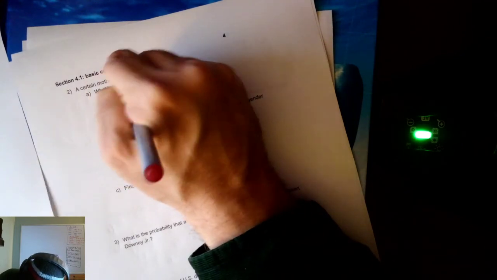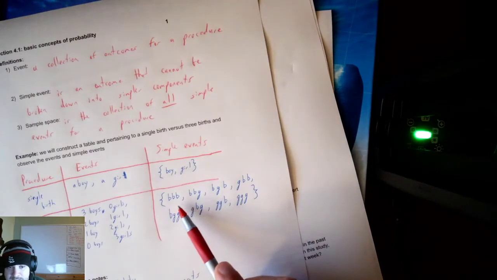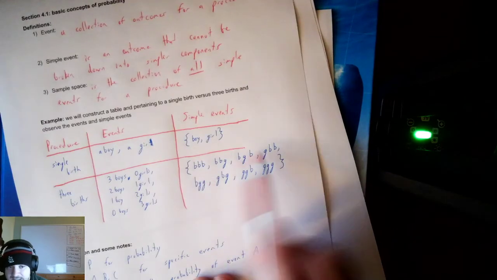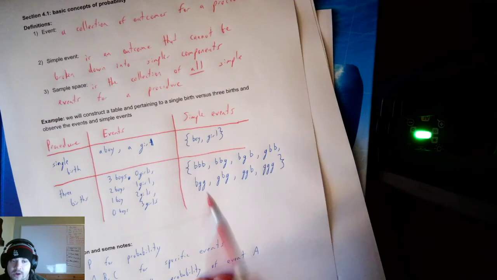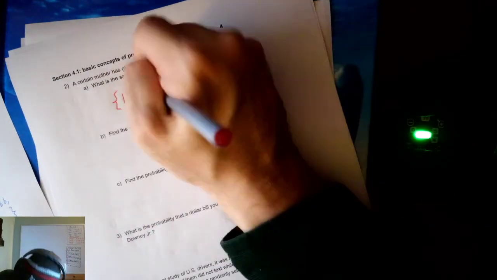The sample space will be BBB, 3 boys, right? We've already calculated the sample space, all the possible simple events. If I hadn't already done this work, I would need to do this work right here, right? I would need to write out all the possibilities. So I'm going to copy those down. We can have 3 boys. Next we'll do 2 boys and 1 girl.